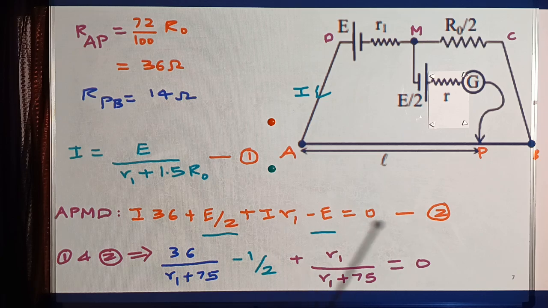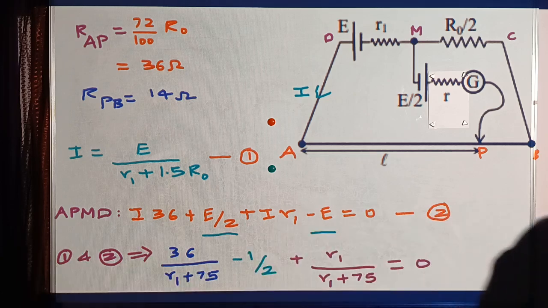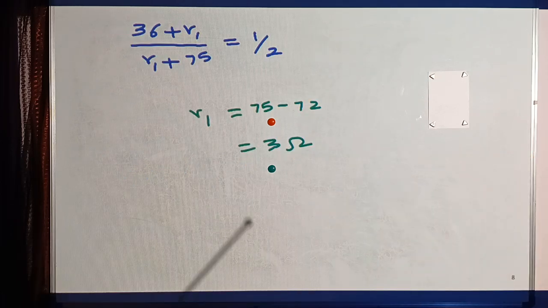So this is the KVL in the form summation of drops equal to 0. So I in terms of E is there. So if you put that thing here and cancel the E, we'll get this one. And there is only one unknown here. Simple manipulation will give R1 as 3 ohms.